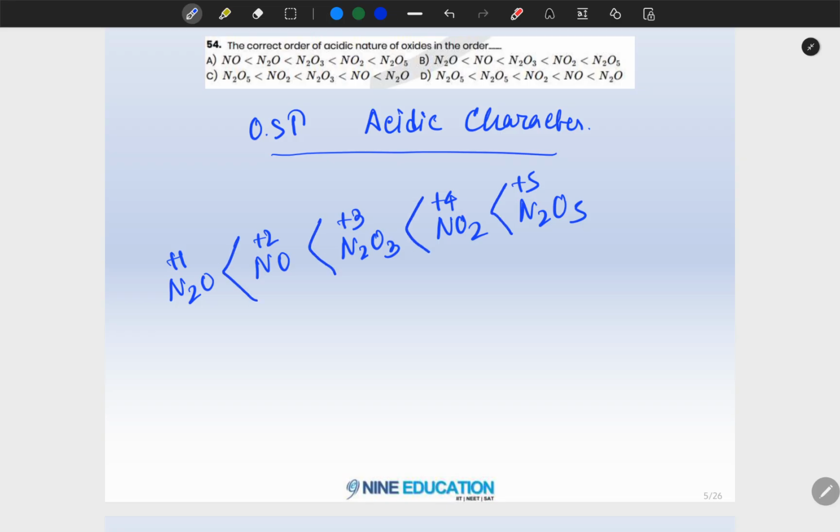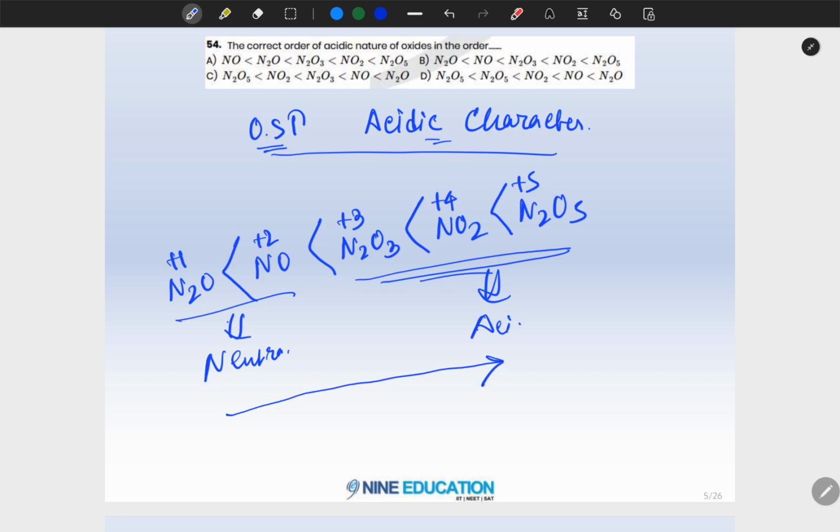So clearly we are able to see higher the value of oxidation state, higher will be the acidic nature. So that's why this is the correct answer. Although these three oxides are acidic in nature, the remaining two are neutral. So based on the concept of oxidation state, we can determine the acidic nature. Clearly, when we are moving from left towards right, we are able to see increase in the value of oxidation state. So there will be increase in the acidic nature as well. So that's why B should be the correct answer. Let's proceed to the next question.